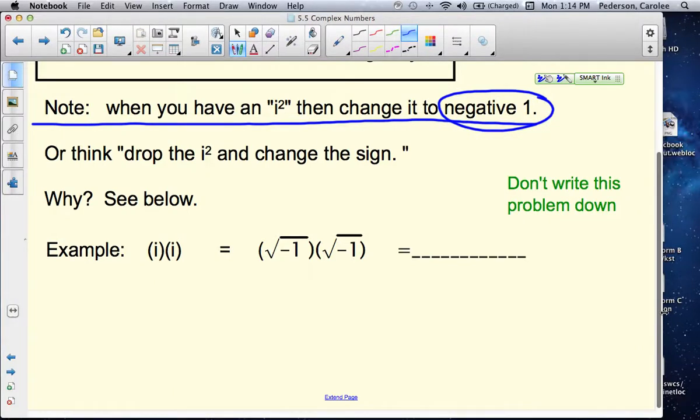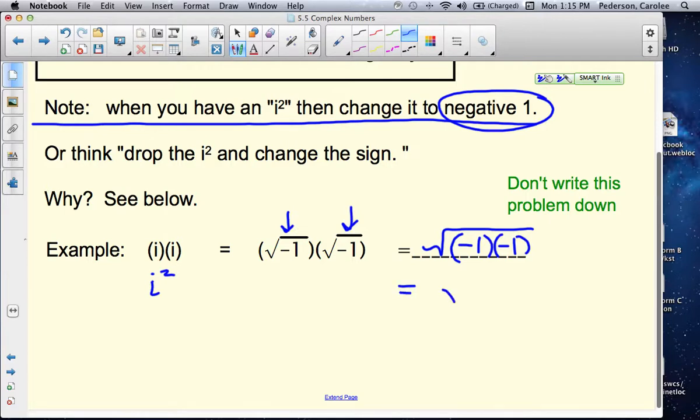Here's the reason why. When you have an I times an I, it would be I squared. But I'm going to just replace those i's back with what we started with, negative square root of 1 and negative square root of 1. The rule with radicals is if you have two like radicals, you can combine them back together, -1 and -1. And now they're just one radical.